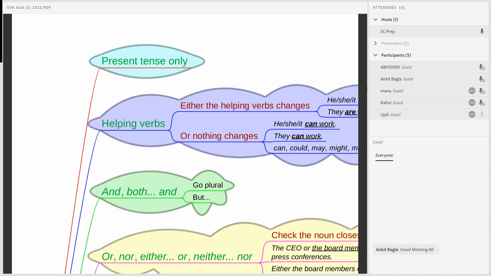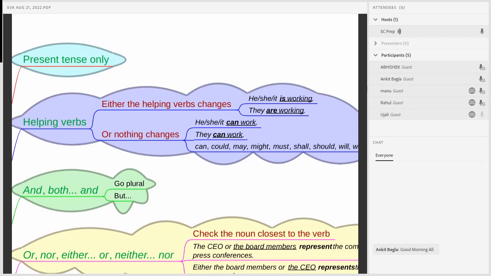So, the first point we need to discuss is helping verbs, the presence of helping verbs. If you have a helping verb in a sentence, it is the helping verb that you'll need to look at when you're thinking about subject verb agreement. So, let's take a look at the example over here. The first example, please.